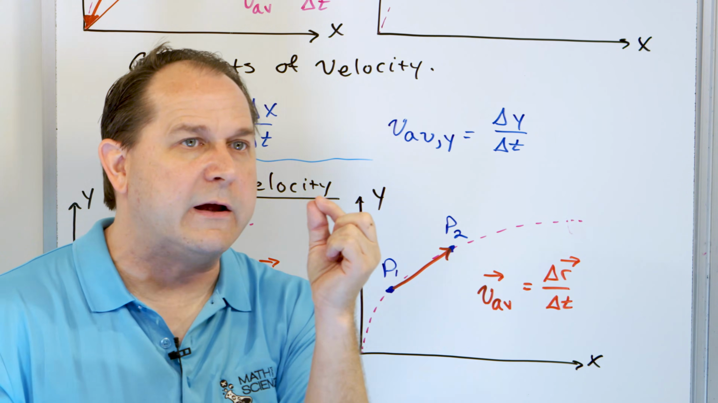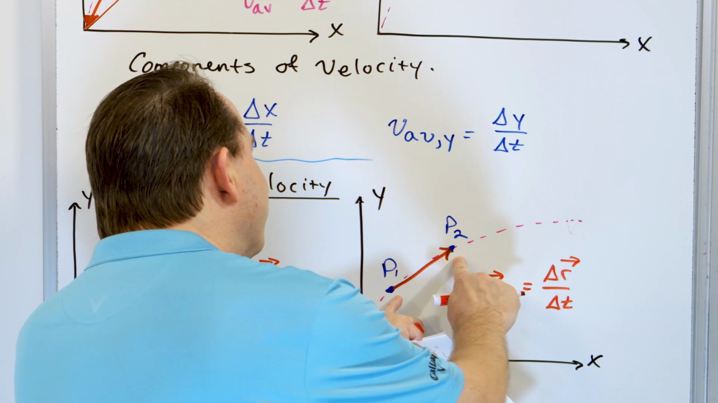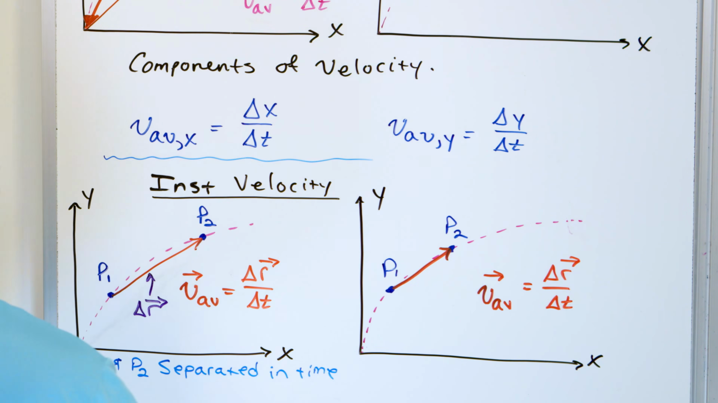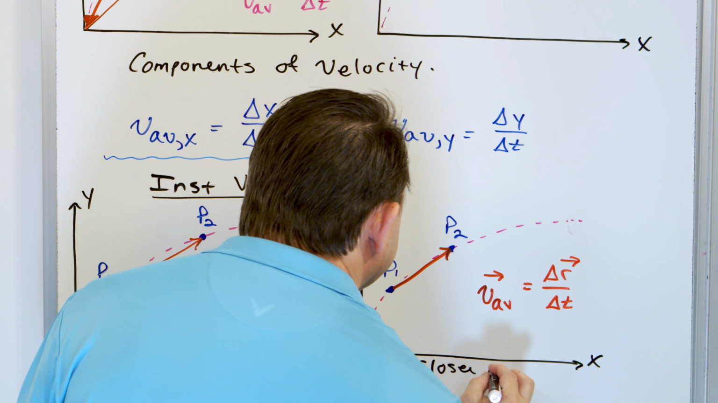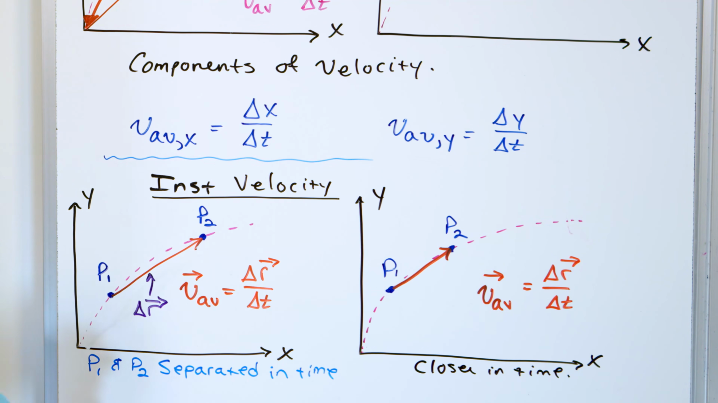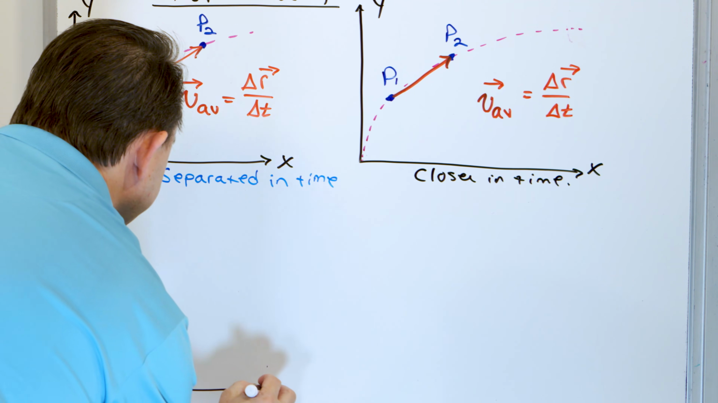What we want to do is figure out the instantaneous velocity at this point exactly. So we keep bringing this point closer and closer and closer, making it infinitely small. And that's what we're basically going to do. So we say closer in time. These are closer in time. Now, what happens if we get even closer in time? Something like this happens, right?